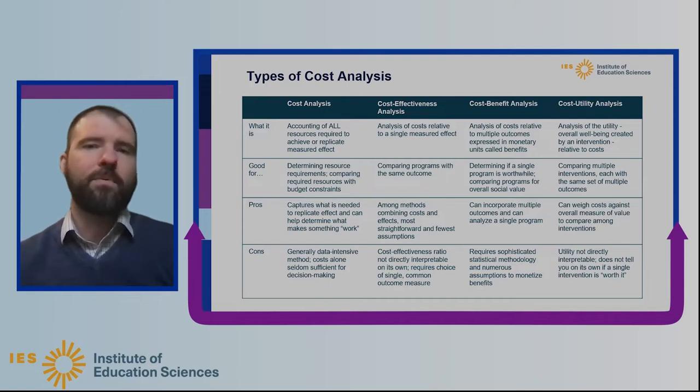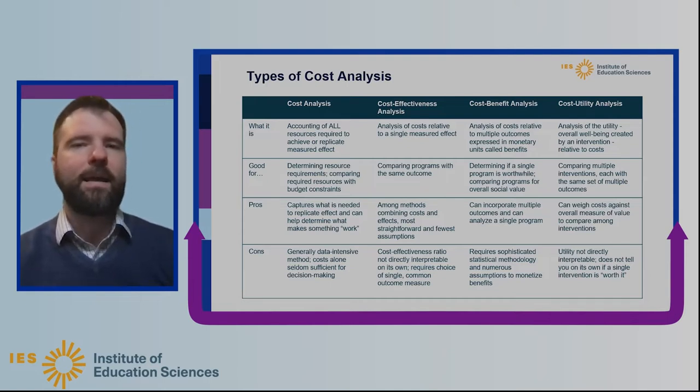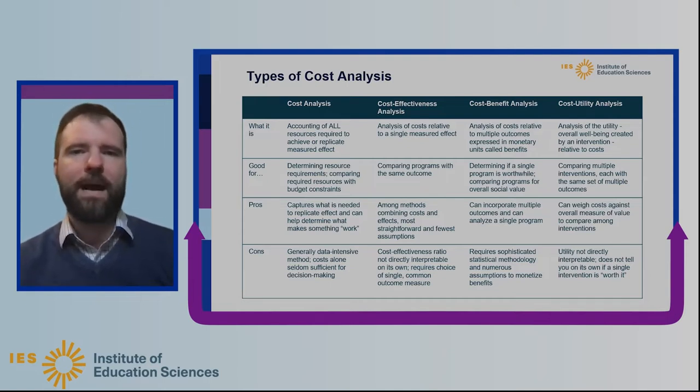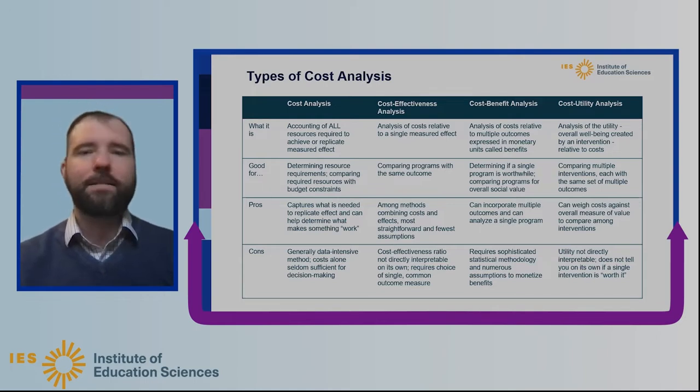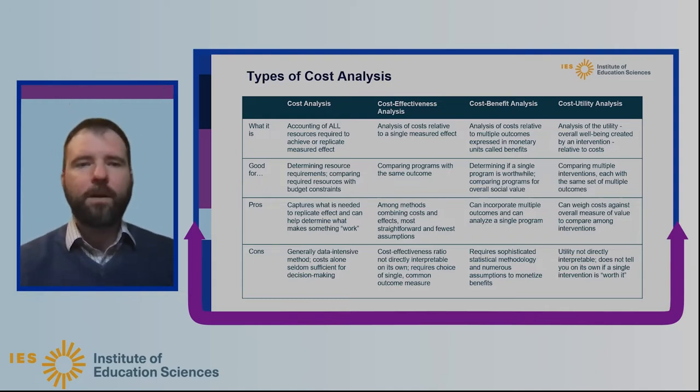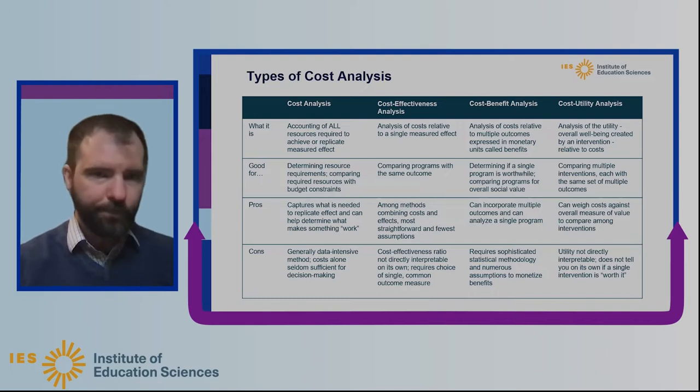Or you could also incorporate multiple outcomes by asking stakeholders how much they value those different outcomes and putting those on a scale economists call utility, and performing a cost utility analysis. We'll focus primarily on cost and cost-effectiveness analysis, but wanted to introduce the different types of analyses that might be of interest to you.